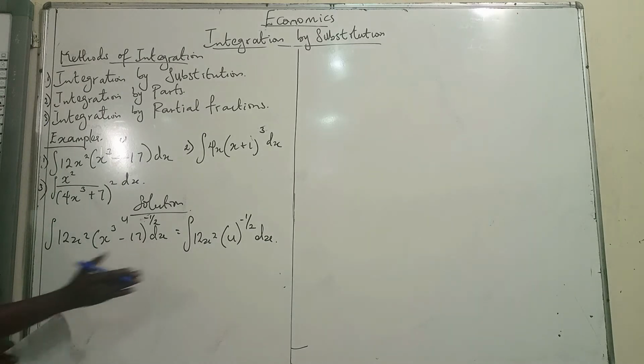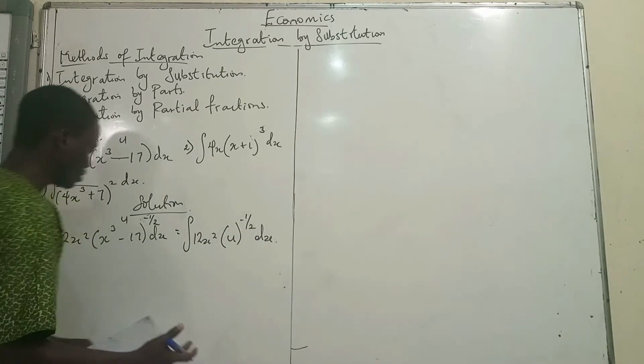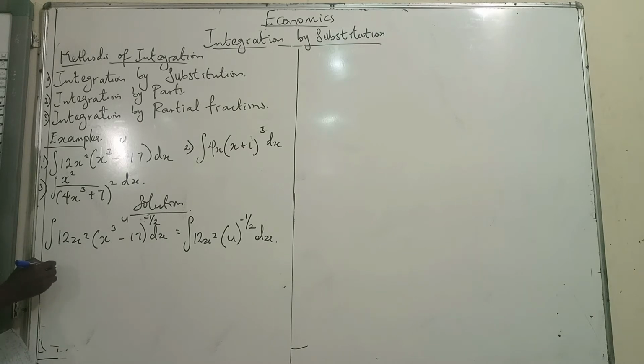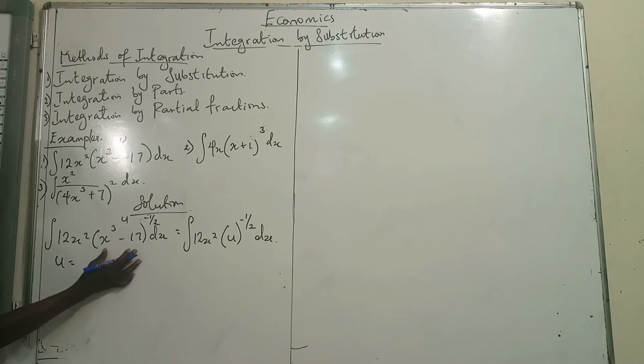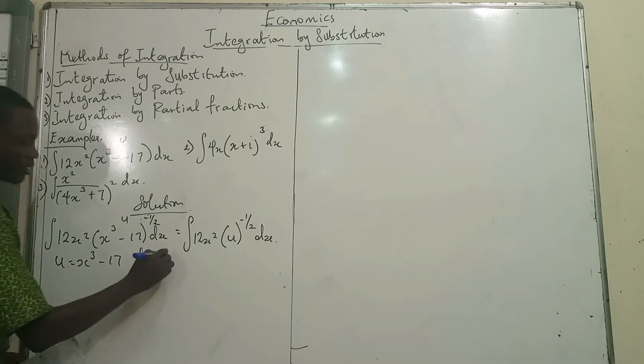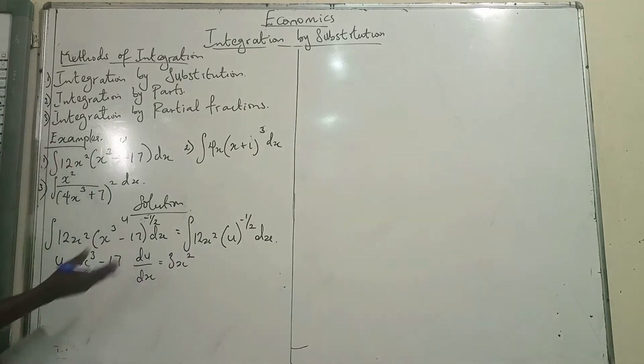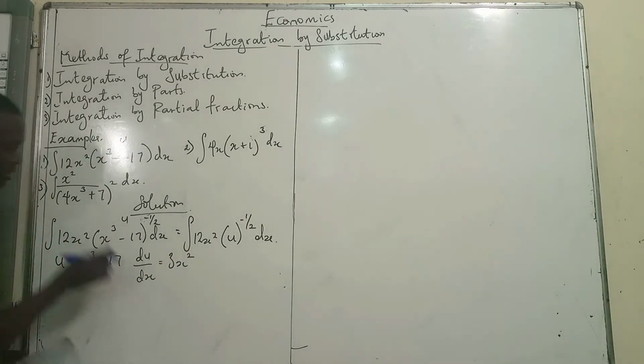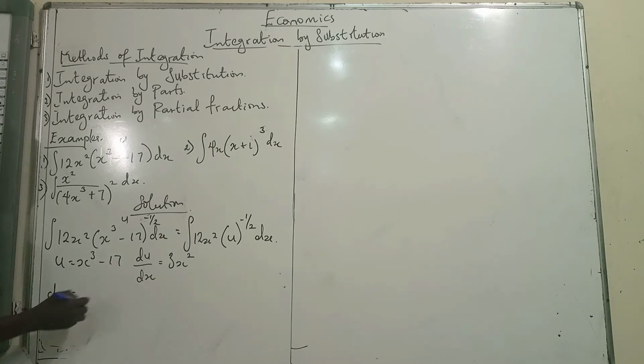So what we have to look for is dx. There's a kind of manipulation I'm going to show you now. If u is just equal to what is inside this bracket, so x raised to power 3 minus 17, then du/dx, the differentiation of this, equals 3x squared, and the constant disappears. Now we have to make dx the subject. When you do your cross multiplication, dx is equal to du divided by 3x squared.